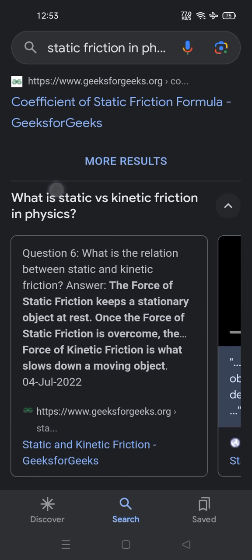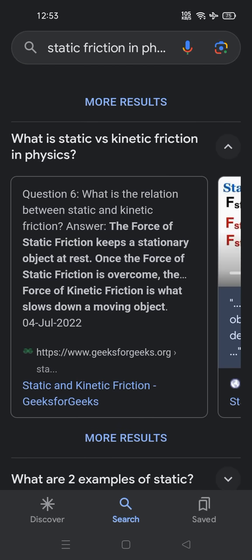What is static friction versus kinetic friction in physics? What is the relation between static and kinetic friction? Answer: The force of static friction keeps a stationary object at rest. Once the force of static friction is overcome, the force of kinetic friction is what slows down a moving object.